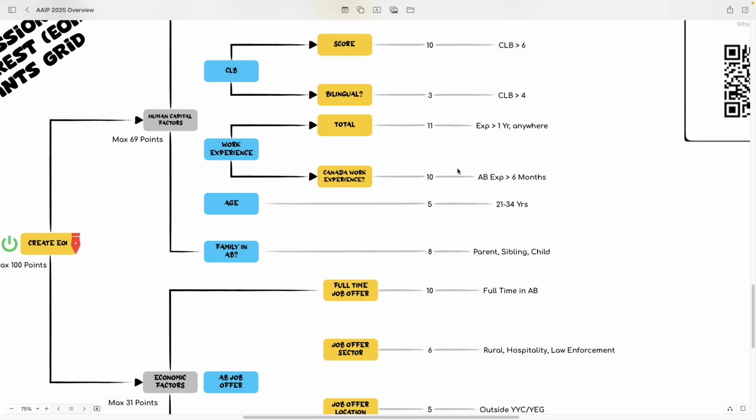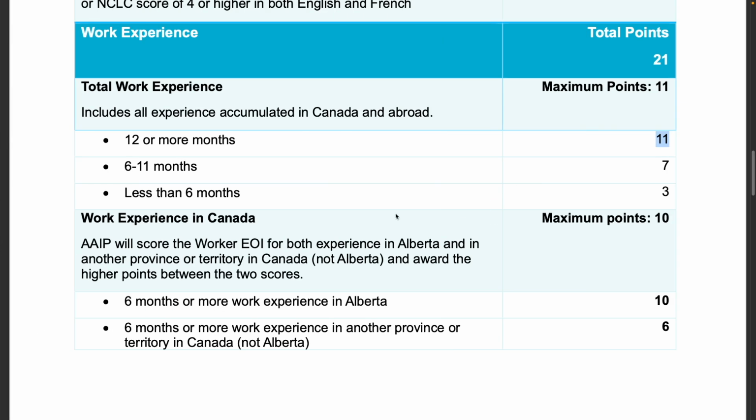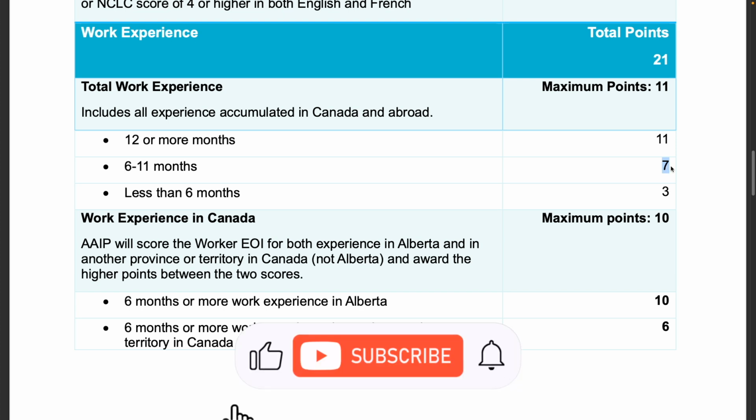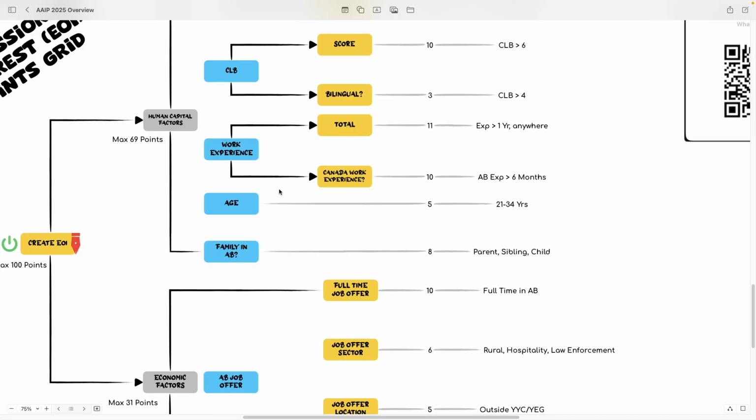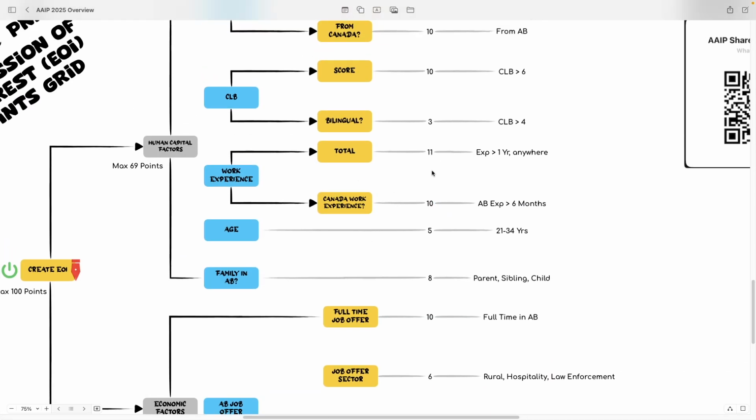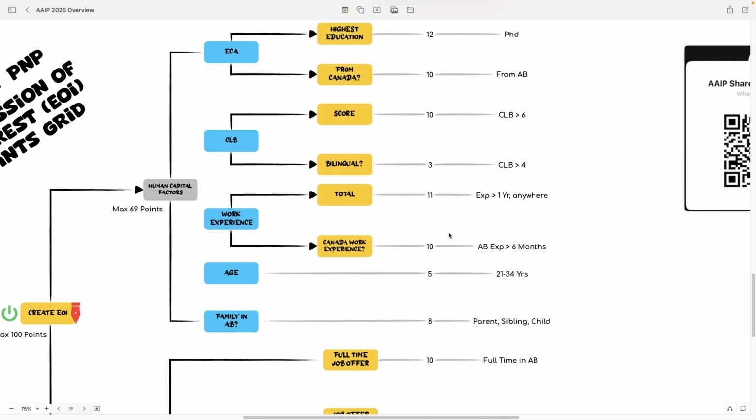So say you are somebody who has worked in Alberta for 6 months, you get 10 points for that experience. And since you have worked only 6 months, you get 7 points for your total work experience. But say if you have worked more than a year, both in Alberta and your total work experience, you get 21 points out of that. So see this, your work experience has a weightage of 21 points, which is slightly lower than your education.